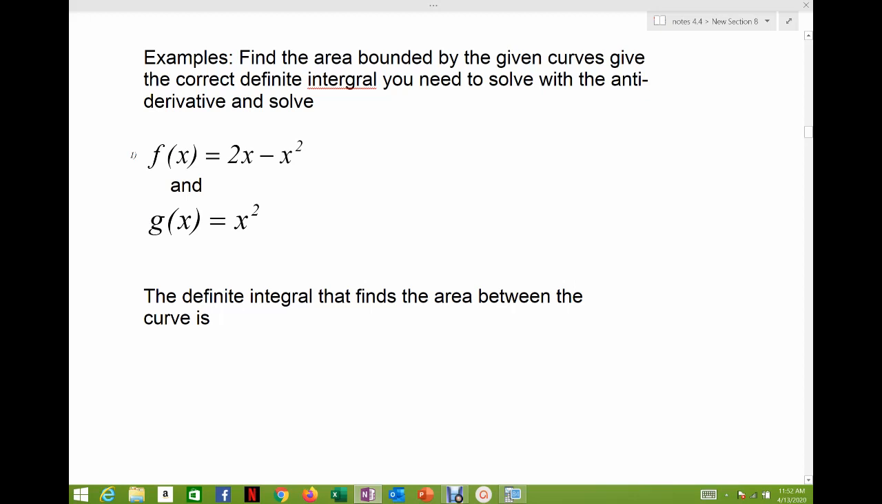All right, so the two functions that we're looking at are f of x, which is 2x minus x squared, and g of x, which is equal to x squared. And so the first thing we have to do is figure out when f of x is equal to g of x. And you could set them equal to each other and solve, and that's fun. That's the by hand method.